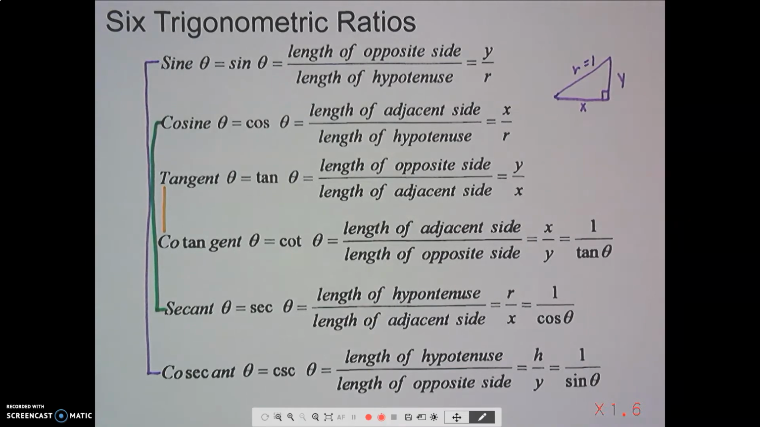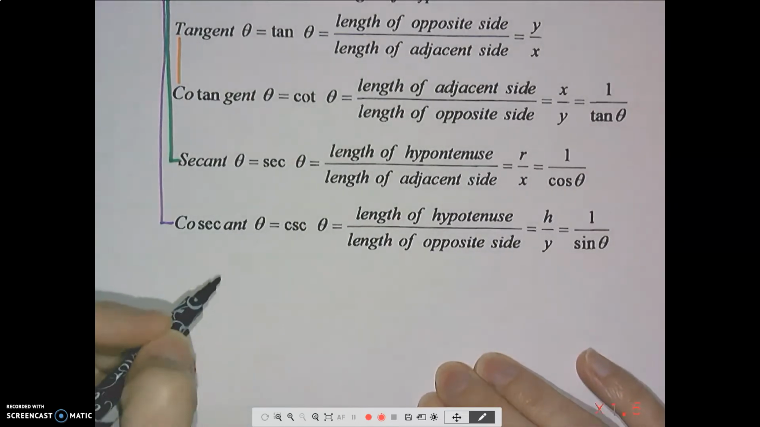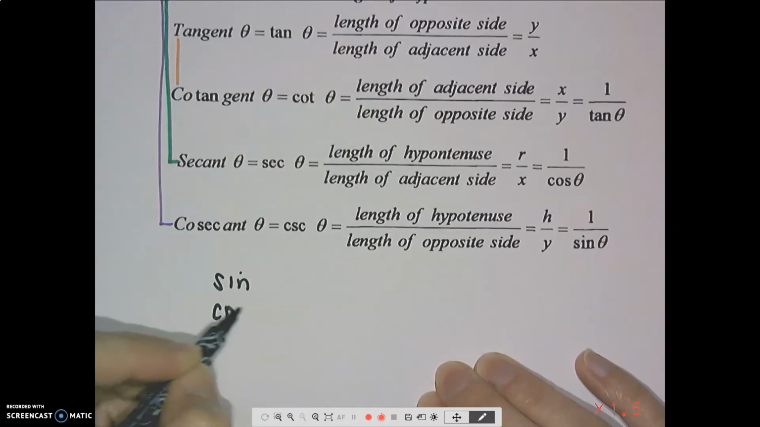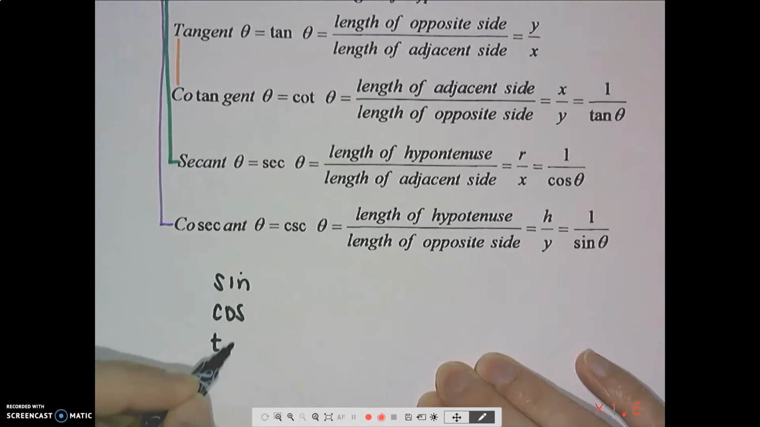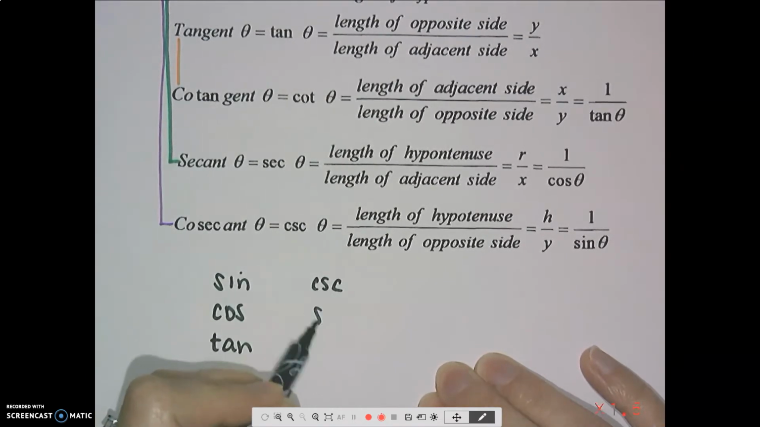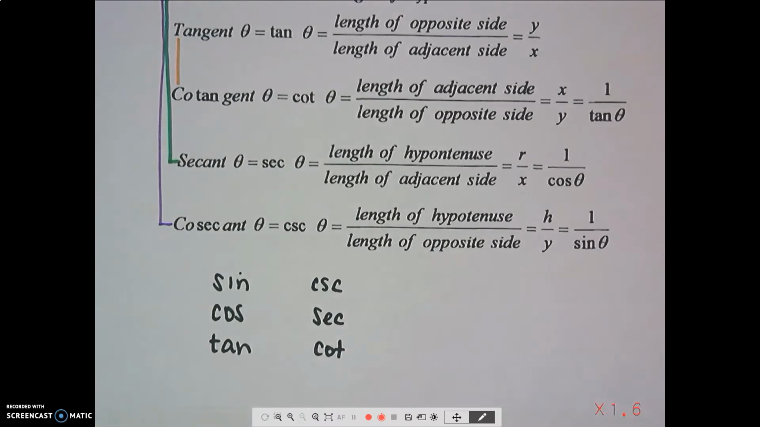To be honest with you, I would never normally write them in this order. What you're typically going to see, and I'm just going to use their abbreviations, is sine, cosine, tangent, and then cosecant, secant, and cotangent. Okay, so this is typically the order that you're going to see them in. I know I probably went really fast with that, so you can pause the video and write down anything that you feel like you need to.